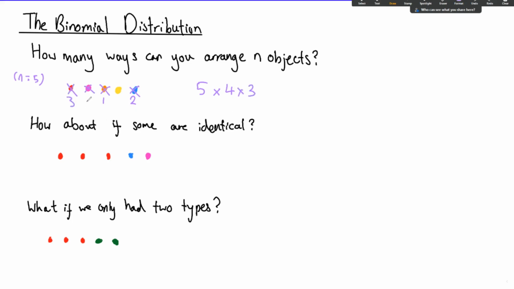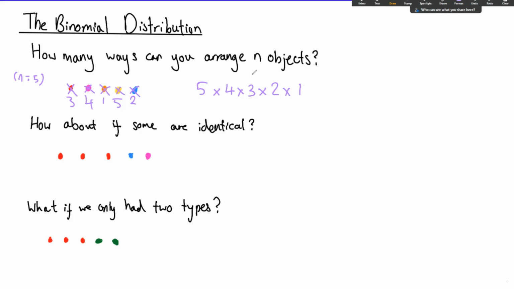And then 2. Oops, should say 4. And then finally, we have 1 choice for the last one. Okay, so here we have this 5 times 4 times 3 times 2 times 1.